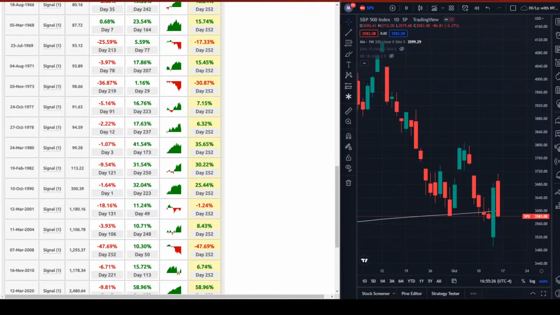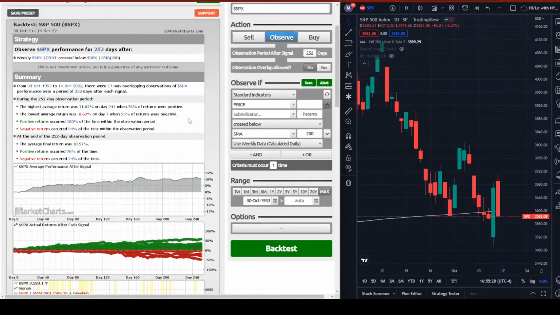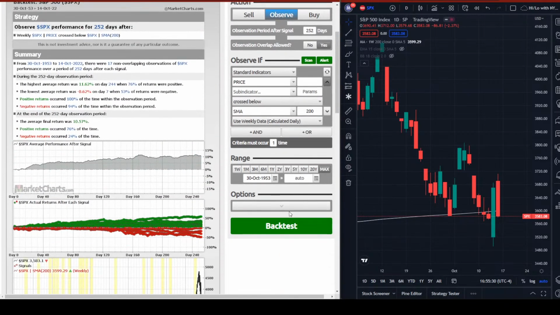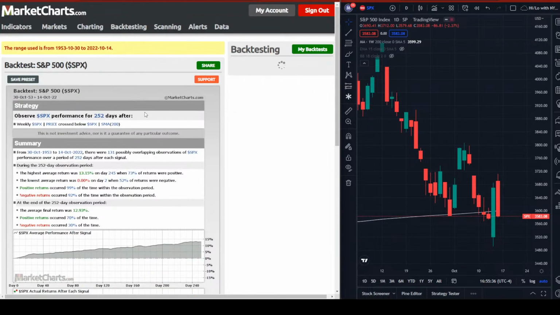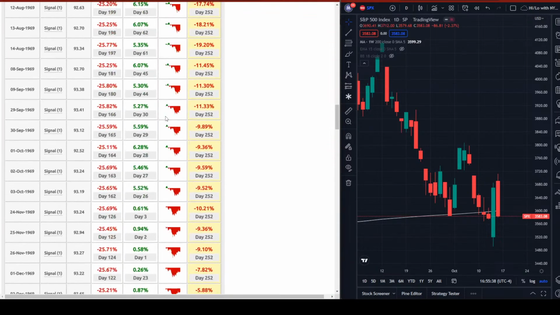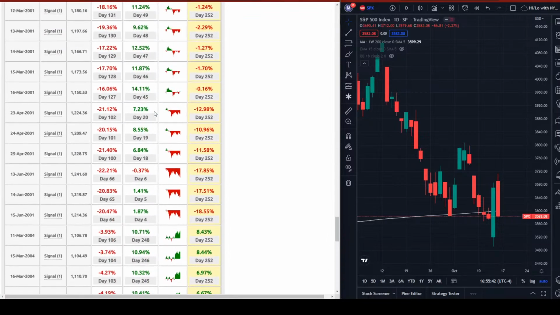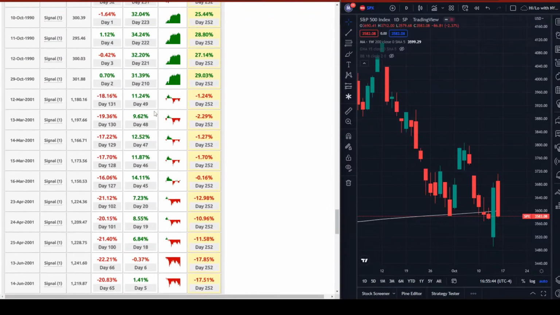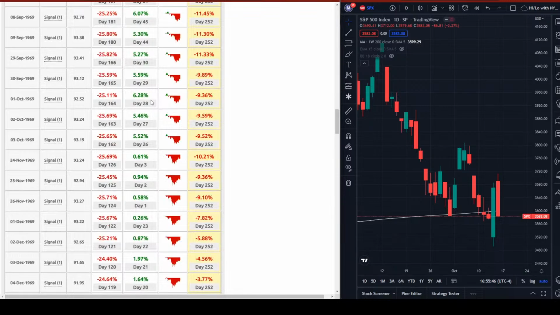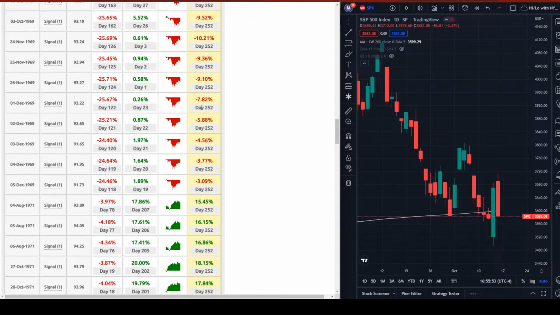Let's look at, so first of all, if we go back to the non-overlapping 252-day study, let's look at the years where we have losses, okay? Some of these losses, especially in the more modern era, that's 2001, as you can see, a lot of these losses, we could have mitigated, right?